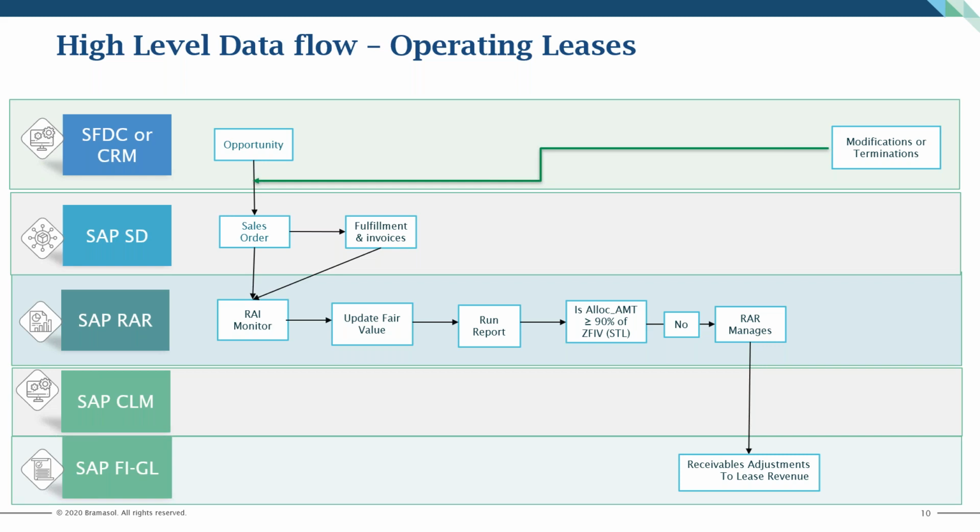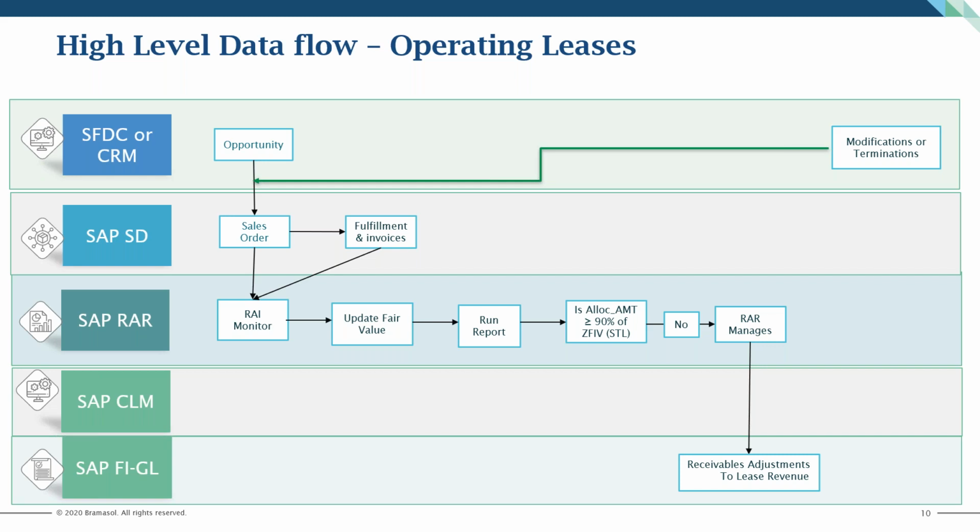The RAI monitor then creates the contracts, and we look at the fair value. We then have a tool that runs a report, and we find out if the allocation amount fulfills a threshold. It could be 80%, 90%. There are different aspects to that. But if it says no, then we're classifying it as an operating lease, and RAR manages all of that. RAR then feeds the information down to the FI GL, the SAP GL, and all of the appropriate changes and updates are made throughout the period, the life of the lease, in the receivables. Adjustments are made to the lease revenue, et cetera.